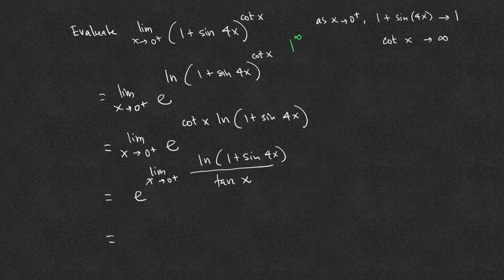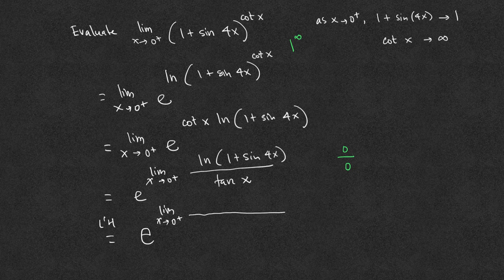In the numerator, as x goes to 0, sine of 4x goes to 0, and ln of 1 plus 0 is ln of 1, or 0. In the denominator, tangent of x goes to 0 as x goes to 0 from the right-hand side. So this is the indeterminate form 0 over 0. So we can use the L'Hopital rule, but make sure that the base is still e. The limit as x goes to 0 from the right-hand side, using the L'Hopital rule.